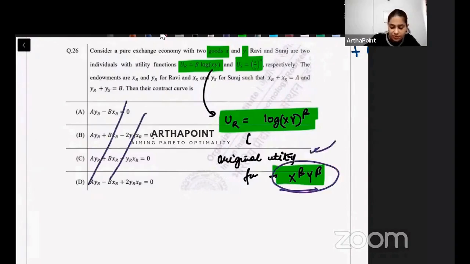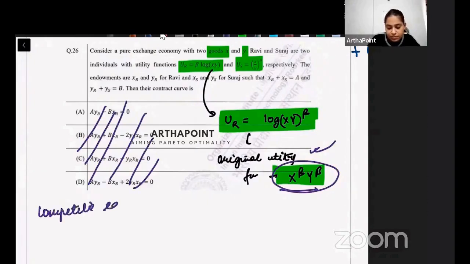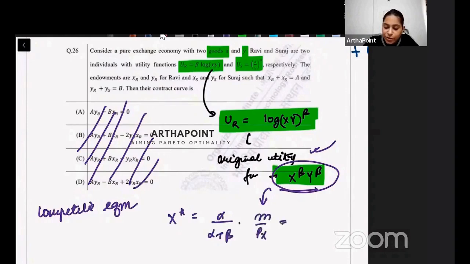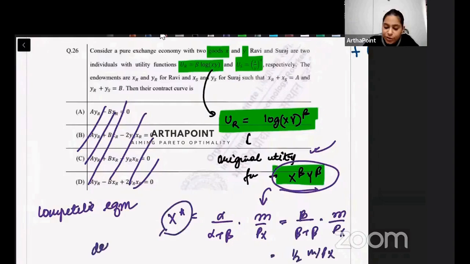जैसे अगर इसकी जगह पे someone would have said find the competitive equilibrium, then I knew that this is a Cobb-Douglas function and यहाँ पे x star होता है alpha upon alpha plus beta m by px. So this would have been beta upon beta plus beta income by px. So this would have been half m by px. This would have been the demand of individual one. Without solving, we would have known this. So you should be well thorough with monotonic transformations also.